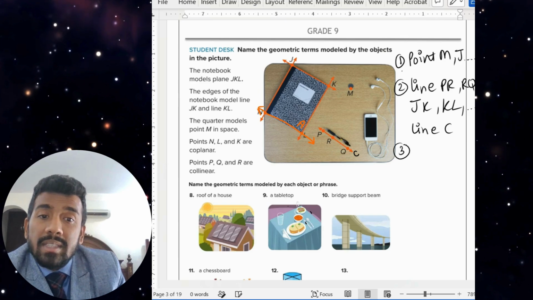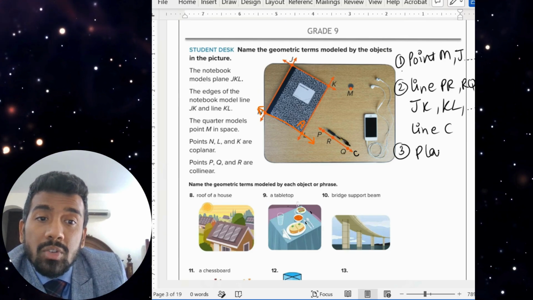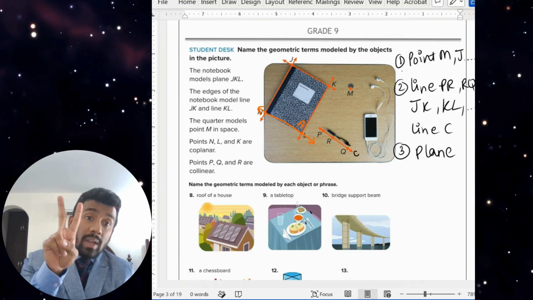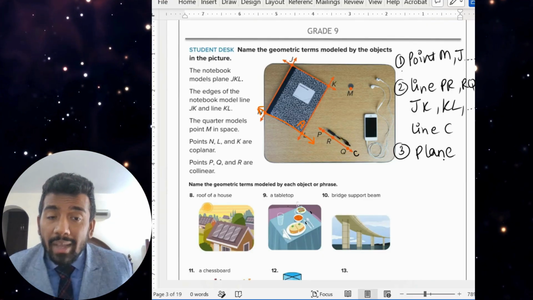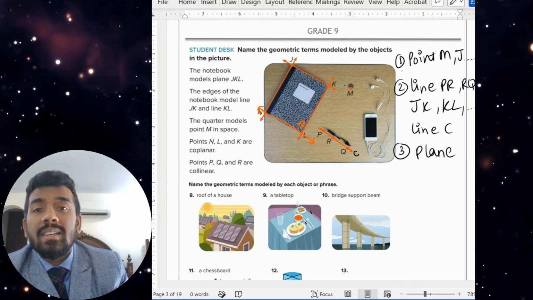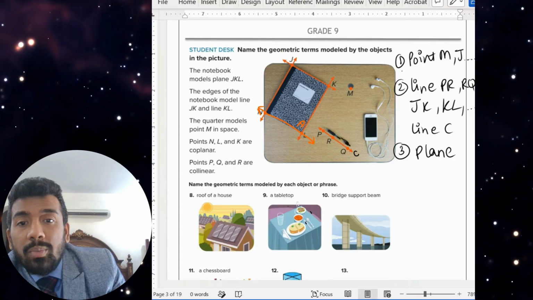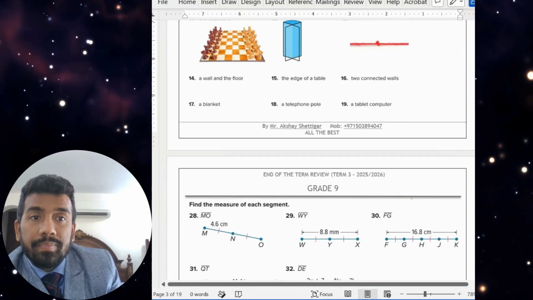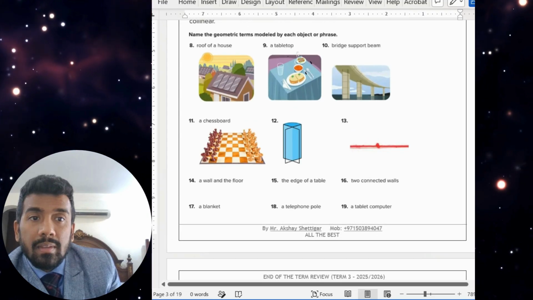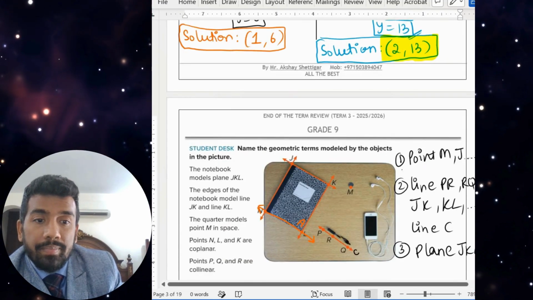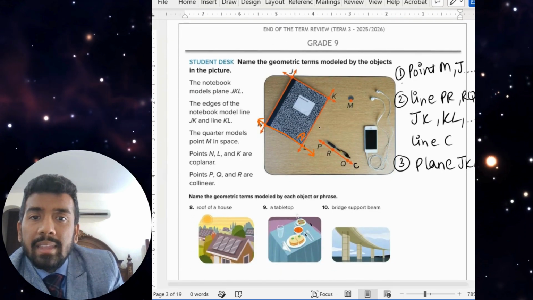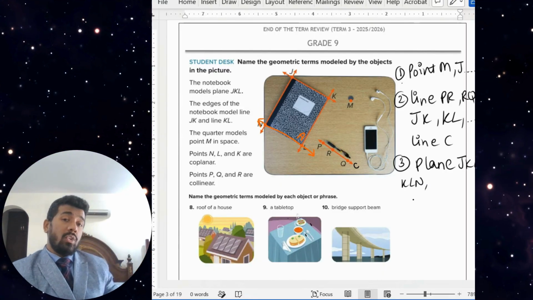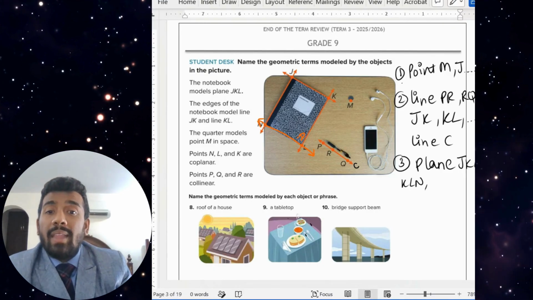Understood? The same is the case with the third geometric term, which is called a plane. For a point, we denote it with one letter. For a line, we denote it with two letters. For a plane, we denote it by three letters. I see a plane like a notebook over here. So how can I write it? Plane JKL, or plane KLN, and so on. Also, I can denote a plane with one letter, and that letter is inside.